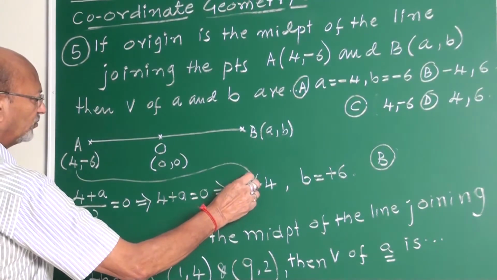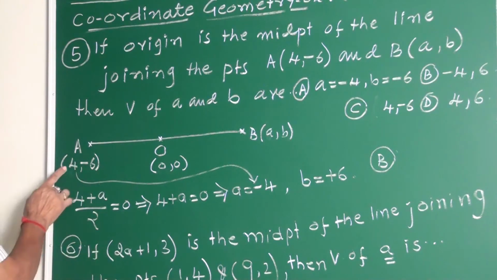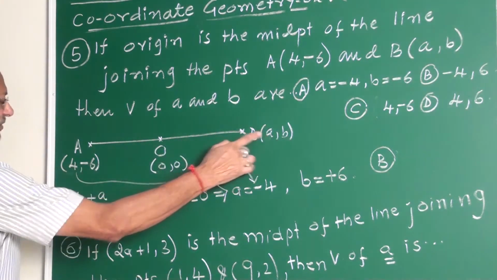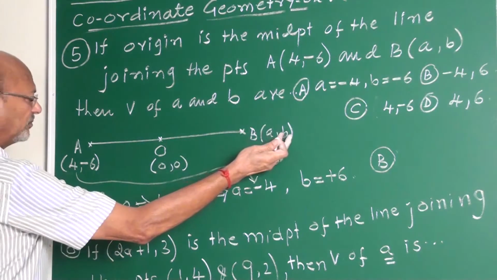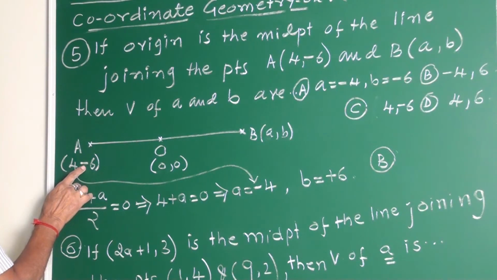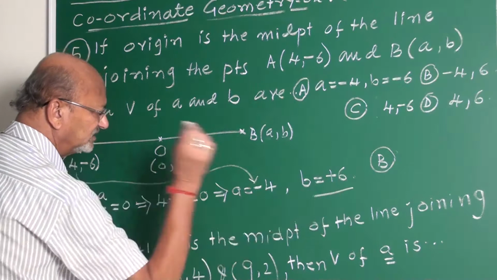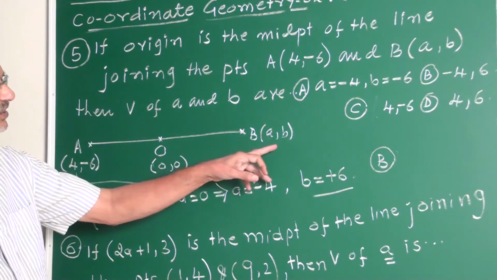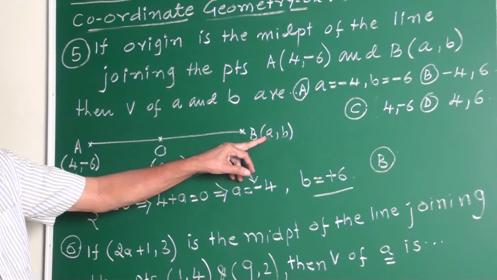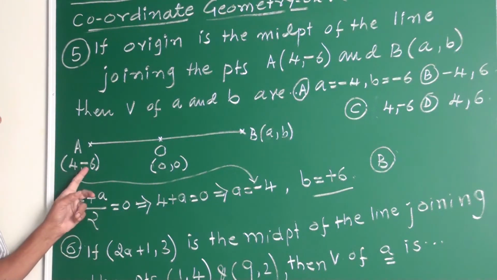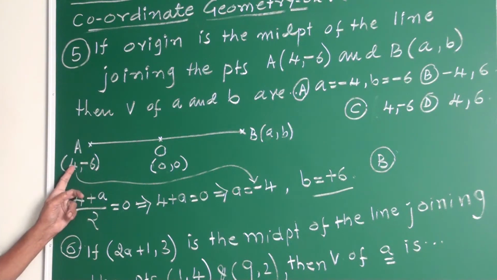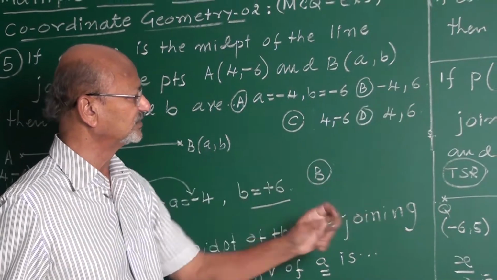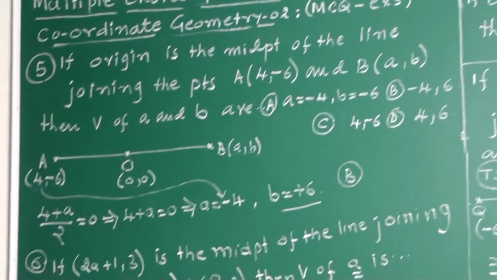Compare, my friends. When the origin is the midpoint, directly you can write the answer. What is the value of A? The same number with opposite sign. Then what is the value of B? The same number with opposite sign. What is the opposite sign of minus? Plus 6. Directly you can write. This is time saving, my friends. When the origin is the midpoint, to find the unknowns, just change the sign of the number. A is minus 4, B is plus 6. Then which option is the answer? B is the answer, my friend. Next one.